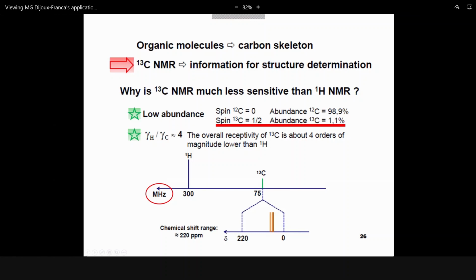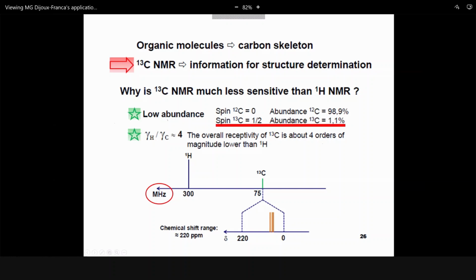So every organic molecule has a carbon skeleton. So it's very important to be able to measure or to interpret the carbon-13 spectrum. It will give us much information on the detail, on the structure, on the chemical groups, and so on. So this is again to tell you why we have this.